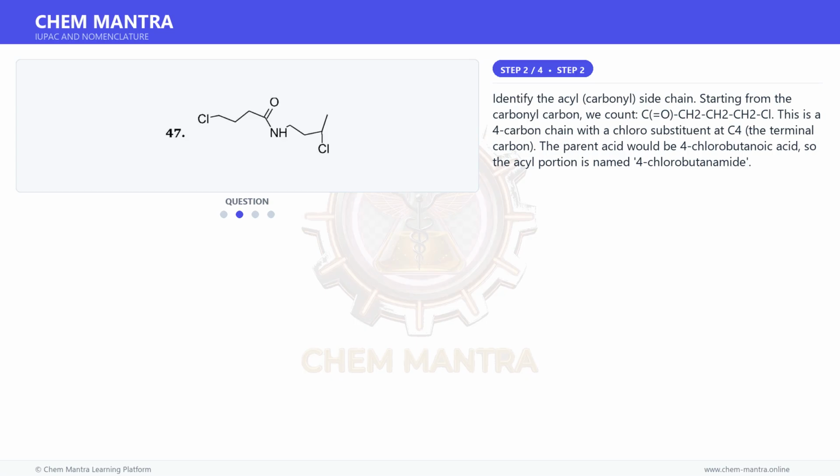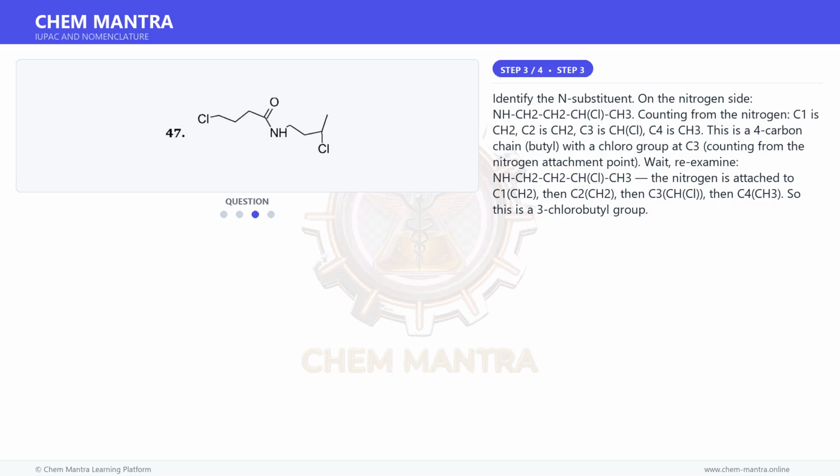Identify the acyl, carbonyl, side chain. Starting from the carbonyl carbon, we count C=O, CH2, CH2, CH2, Cl. This is a 4-carbon chain with a chloro substituent at C4, the terminal carbon. The parent acid would be 4-chlorobutanoic acid, so the acyl portion is named 4-chlorobutanamide. Moving on to the next step.